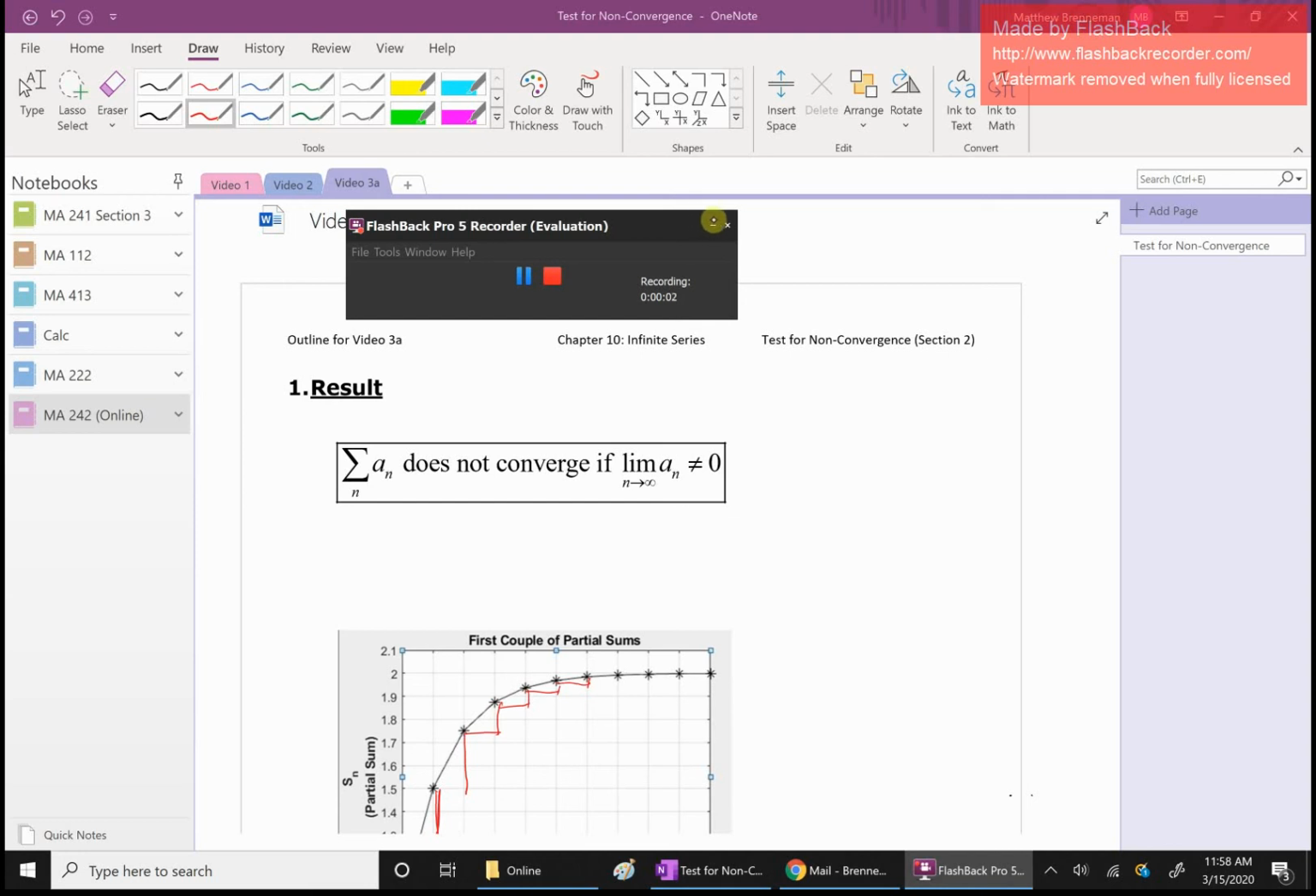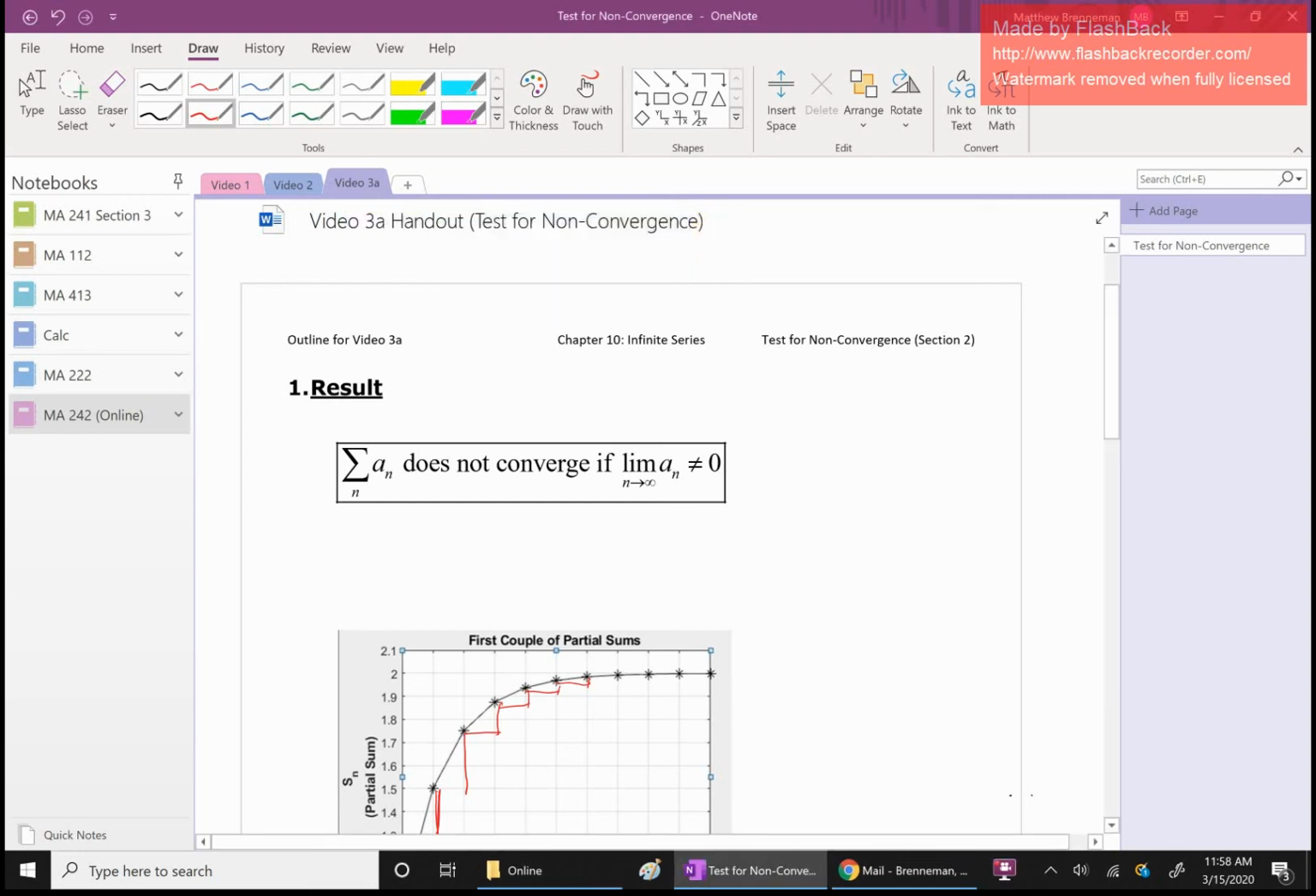All right, welcome back. So we want to look at the first series test. This is called the test for non-convergence. And what this result says is that the infinite series, where the sequence is a_n, in other words, this is the sequence for the terms that I'm adding up, does not converge if the limit of the terms in the sequence as n goes to infinity does not equal 0. All right.